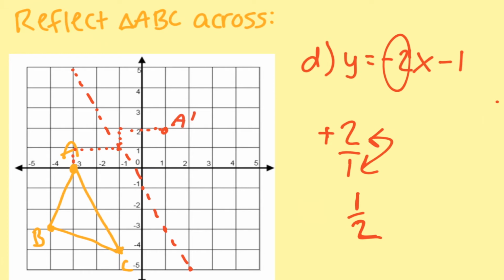For B, we go up 1 over 2, up 1 over 2. We counted that twice, so we need to go up 1 over 2, up 1 over 2, and that's B prime. And then for C, up 1 over 2, we did that once, so we're going to go up 1 over 2 just once. And that is C prime.